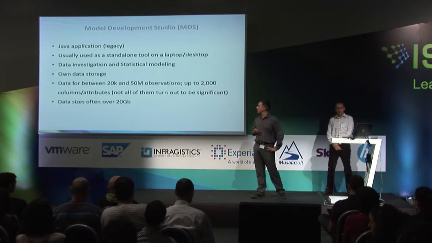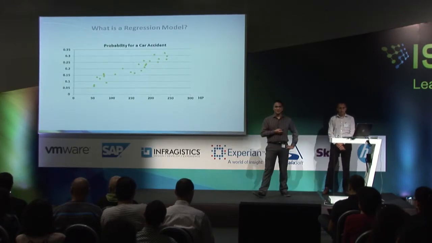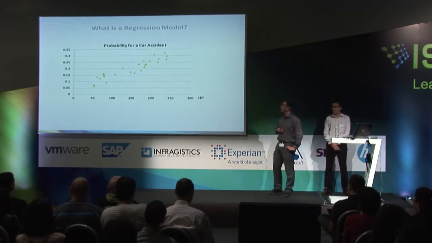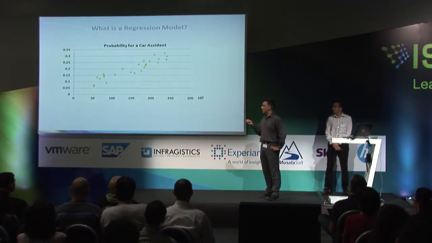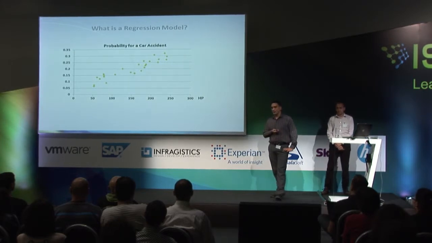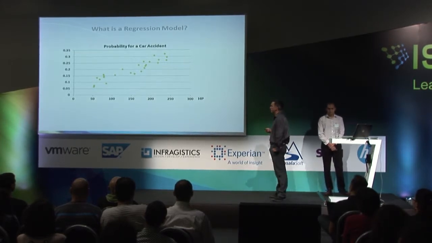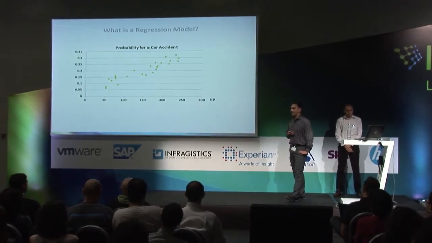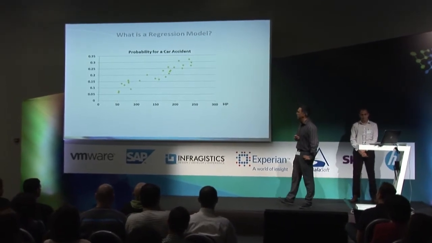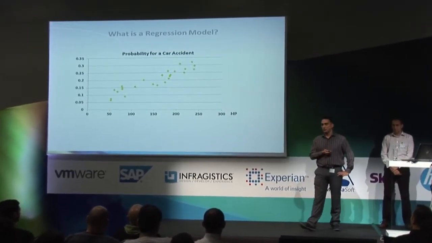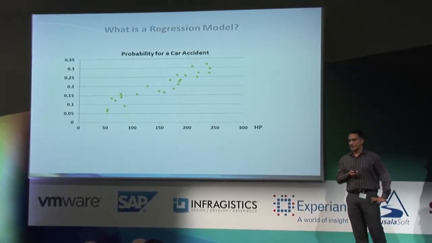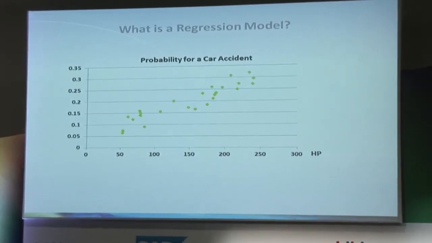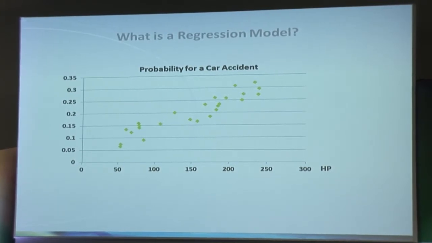So what's a model then, and what does the studio actually produce? That is a simple example of a model. Imagine that you go to the car insurance company and want to pay your car insurance. A model tries to find some trend or correlation between an input characteristic, in this case the horsepower of a car, and the probability of you being involved in a car accident in the next year. Because if the probability is higher, then the car insurance amount will be higher.